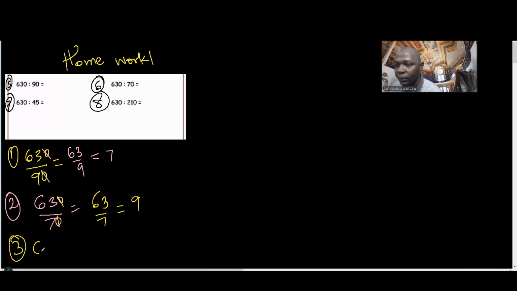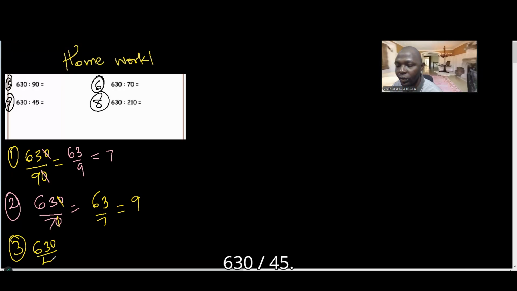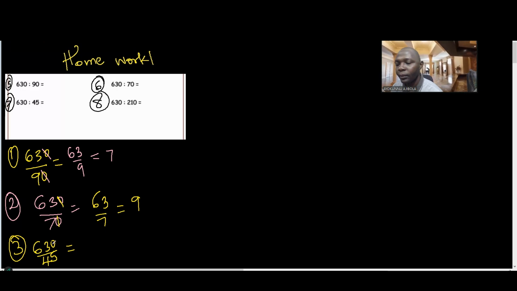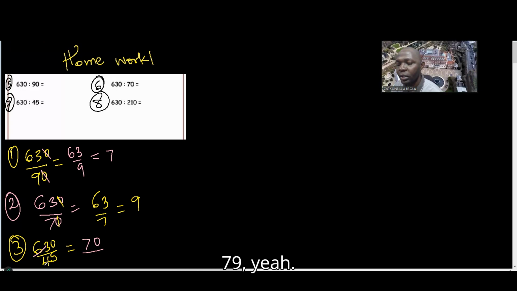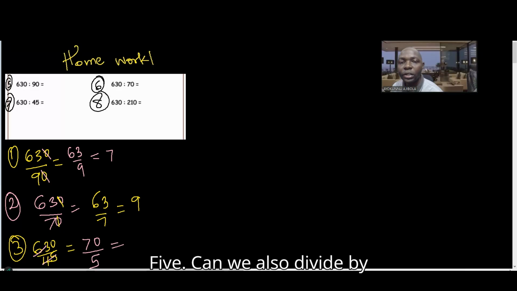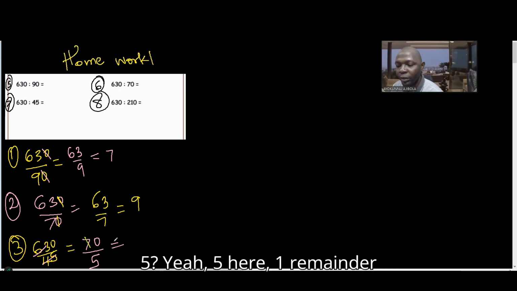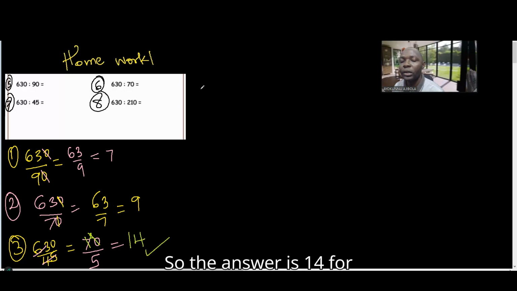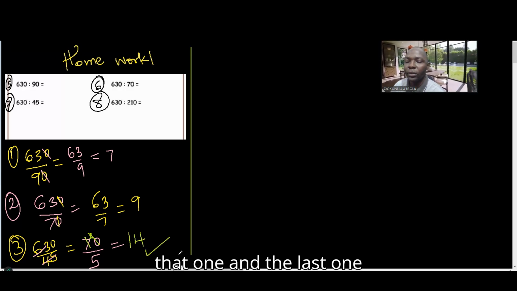Yes. Number 3, 630 over 45. So we can divide by 9. 9 here, 70. 9 here, 5. Can we also divide by 5? Yeah, 5 here, 1, remainder 2. 5 in 20, that's 4. So the answer is 14 for that one.